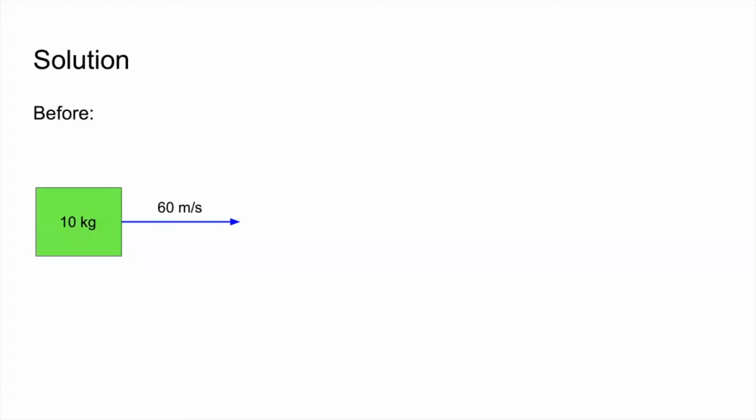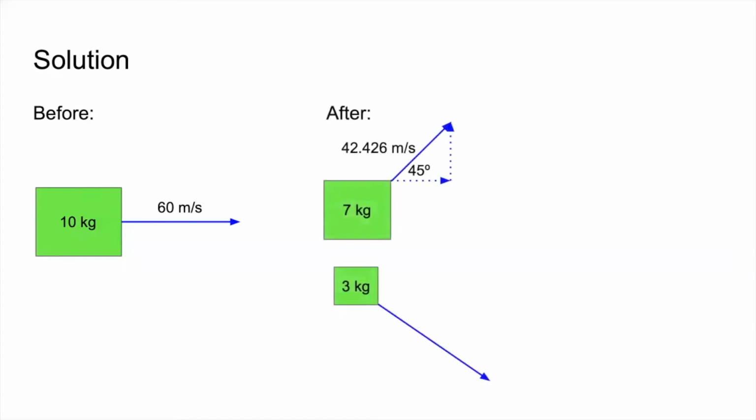So before, you just have a 10 kilogram block moving rightward at a velocity of 60 meters per second. And after, you have a 7 kilogram block and a 3 kilogram block. The 7 kilogram block is moving at a velocity of 42.42 meters per second, 45 degrees north of east.